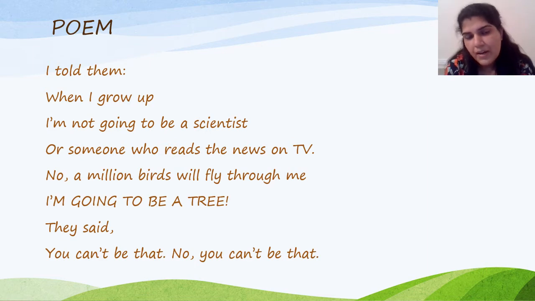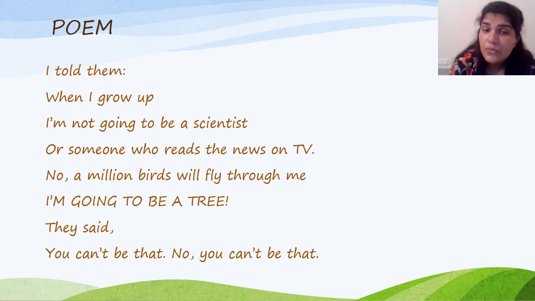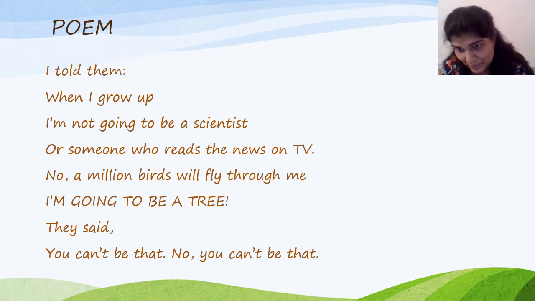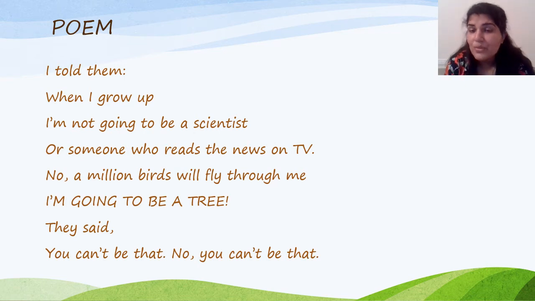So when I grow up, I'm not going to be a scientist or someone who reads the news on TV. No, a million birds will fly through me. I'm going to be a tree. They said, you can't be that. No, you can't be that. So a child is saying to someone, probably to his or her parents, that when I grow up, I'll not become a scientist or somebody who is going to read news. I'm going to become a tree. So obviously the parents, or the people, have said, no, you can't be a tree because you are a human being. How can you be a tree? Right? Let's understand more.